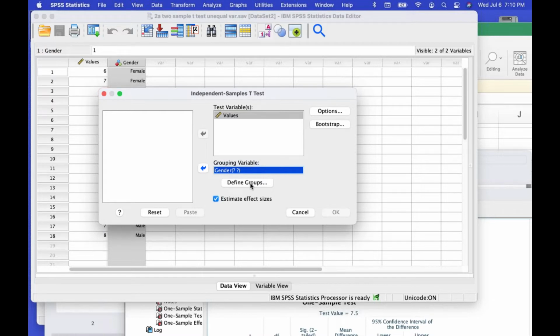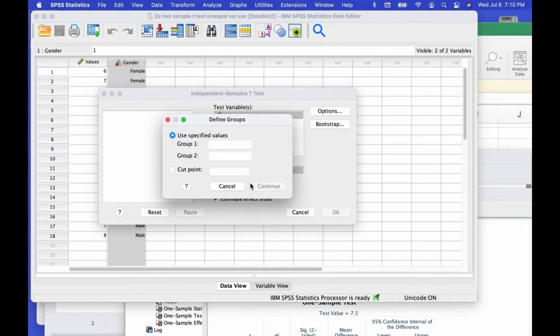In this case, you would think a program that costs $1,000, full price, would be smart enough to see there's only two values here and that it doesn't need to ask this silly question. It doesn't. So go into Define Groups.